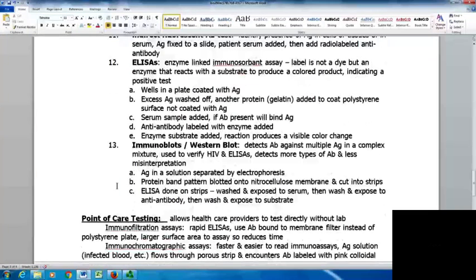So immunoblots or Western blots, these will detect antibody against multiple antigens in a complex mixture. These are used to verify HIV tests in ELISAs. It will detect more types of antibody, and there's less misinterpretation.